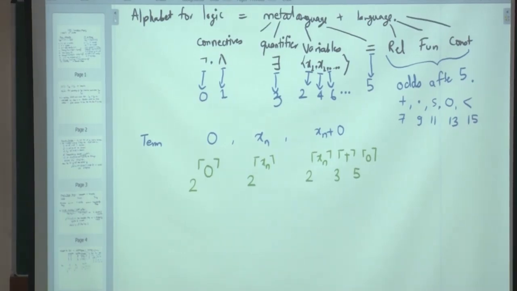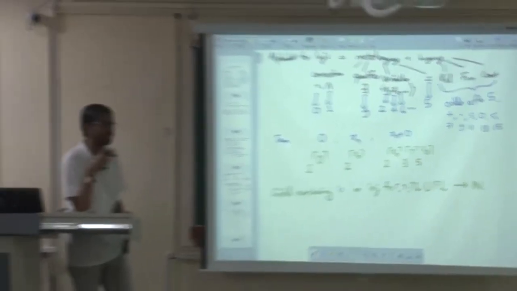Okay, so Gödel numbering is an injective function from the set of terms union the set of formulas to natural numbers. This is the injective function, the hat function. For this, Gödel actually used his beta function. I'm showing you something much simpler here, using primes. Once you understand this, let us go one step forward.